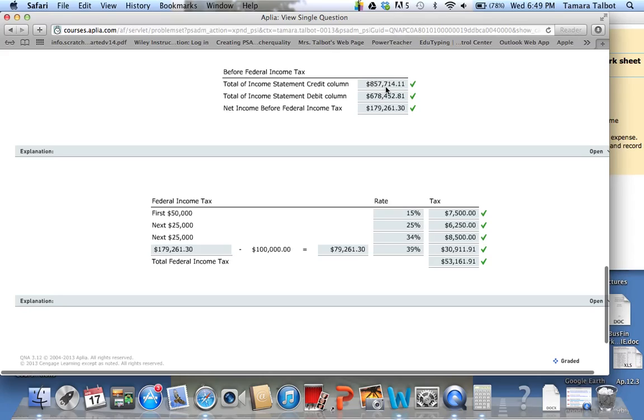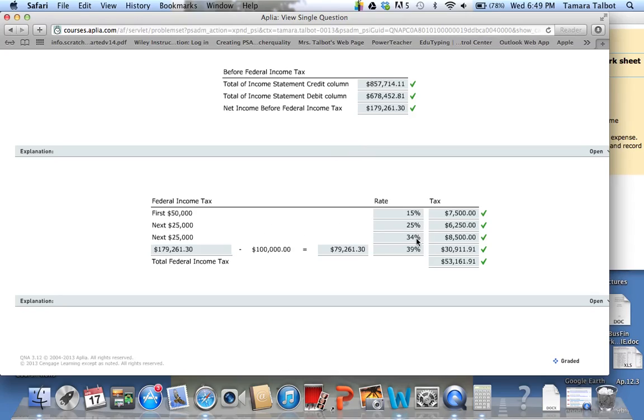The 857 will be your income statement credit column, and that is before you have to figure out your federal income tax adjustment. Your total income statement column debit is this, and so this is your net income before you figure out your income tax. You bring them down here.